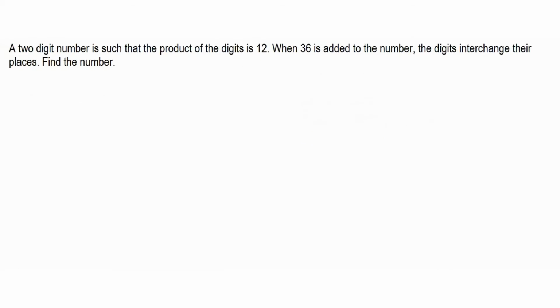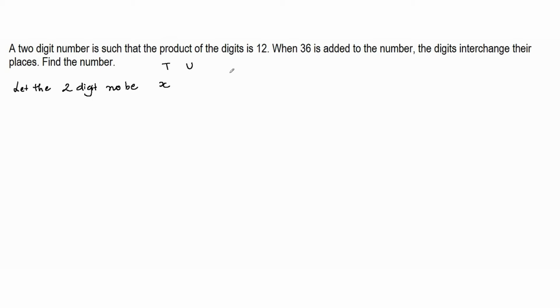A 2-digit number is such that the product of the digits is 12. When 36 is added to the number, the digits interchange their place. Find the number. So again, this is a 2-digit number. So I would start off saying, let the 2-digit number be, there's a tens place and a units place. Let the tens place be x.